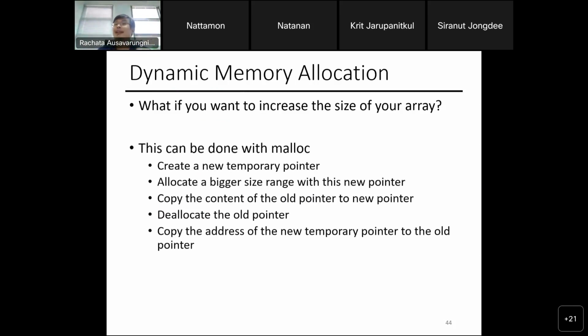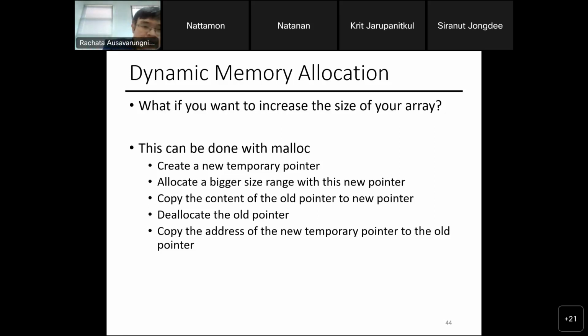You can use malloc for this, and the steps are simple. First, you create a temporary pointer, and then you allocate a bigger size range with this new pointer. Then you copy the content of the old pointer to the new pointer, and then you deallocate the old pointer. Then you copy the address of the new temp pointer to the old pointer. We will do this for your in-class exercise, and it will be a part of your assignment 3. This is something simple that we would like to make sure you can do. So again, the steps are simple.